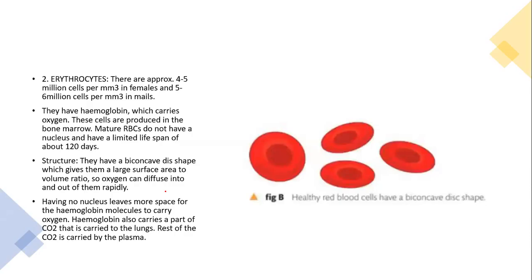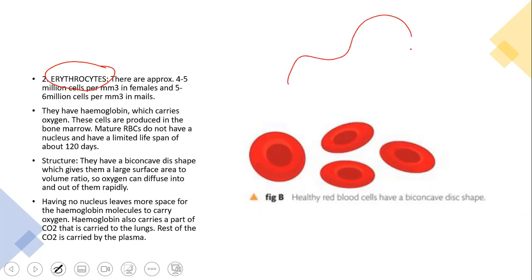Now we go into a little bit of something that you guys might not have done before. Red blood cells. The medical name for red blood cells is erythrocytes. Erythrocytes is the medical terminology for red blood cells. Generally speaking, the shape of red blood cells is a biconcave disc shape. Let's first go ahead and talk about why they have a biconcave disc shape.